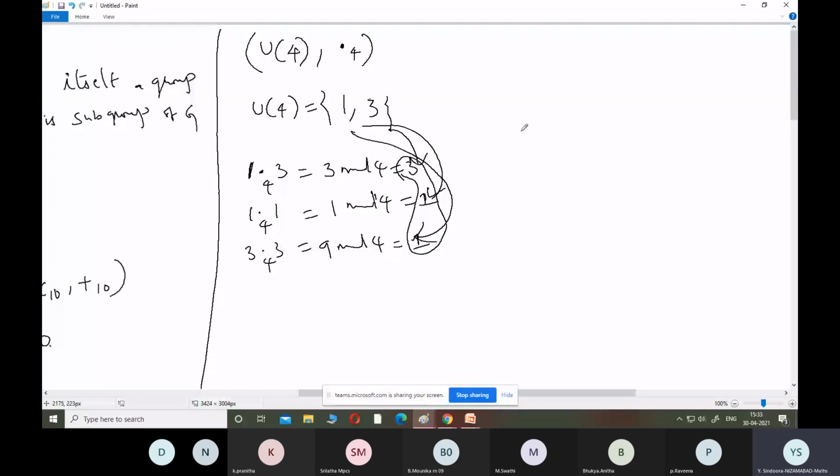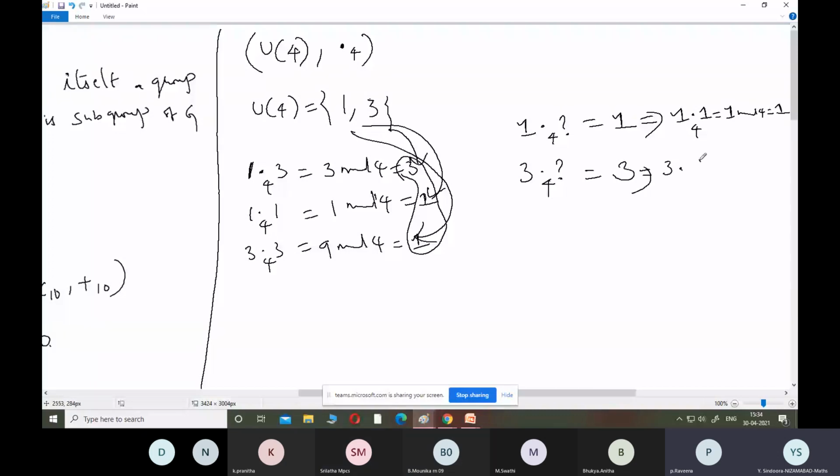Now tell me, what is the identity? That is, 1 multiplied with what and taken modulo 4 gives 1 itself. In the same way, 3 multiplied with what and taken modulo 4 gives 3 itself. Tell me what the element should be. One, ma'am. 1, very good. That is 1 multiplied with 1 and taken modulo 4. 1 into 1 is 1, and 1 modulo 4 is 1 for us. Okay, I'm getting 1.